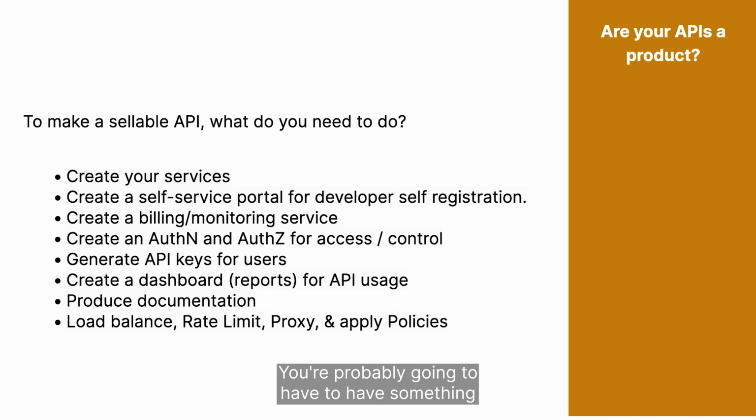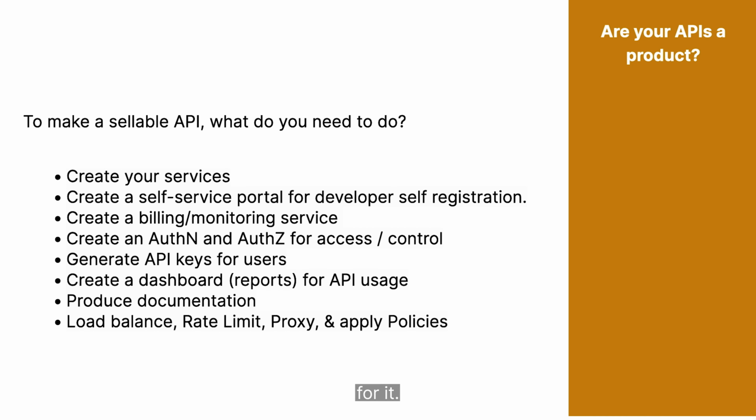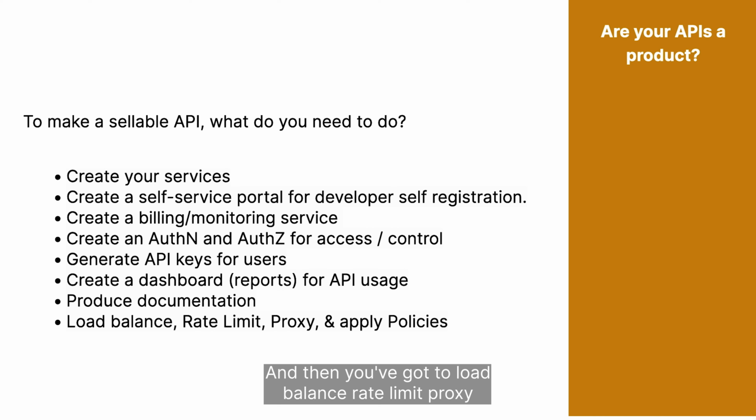You're probably going to have to have something like a self-service portal for developer registration, so your developers can go out, register, and be able to get an API token. You might have to have something for billing, for monitoring. You have to do authentication, authorization. You have to generate that API key I mentioned and then be able to check it as it comes through. You might need dashboards and reports for your API usage. You've got to do your Swagger docs, your OpenAPI, so the documentation for it. And then you've got to load balance, rate limit, proxy, and do things like policies.